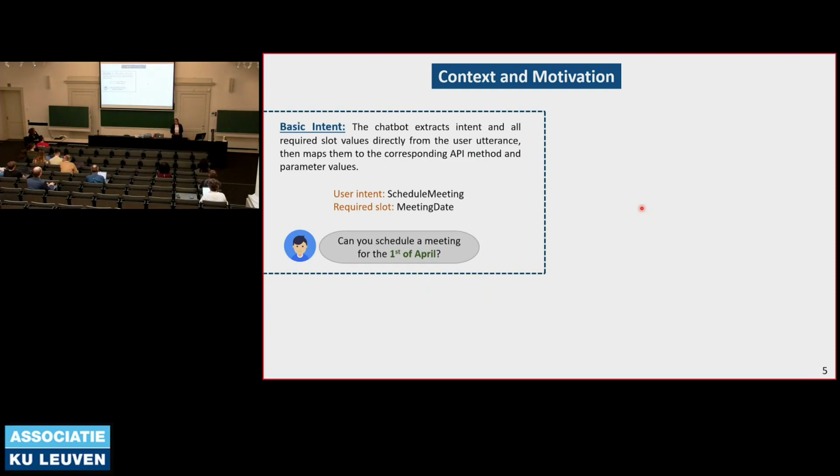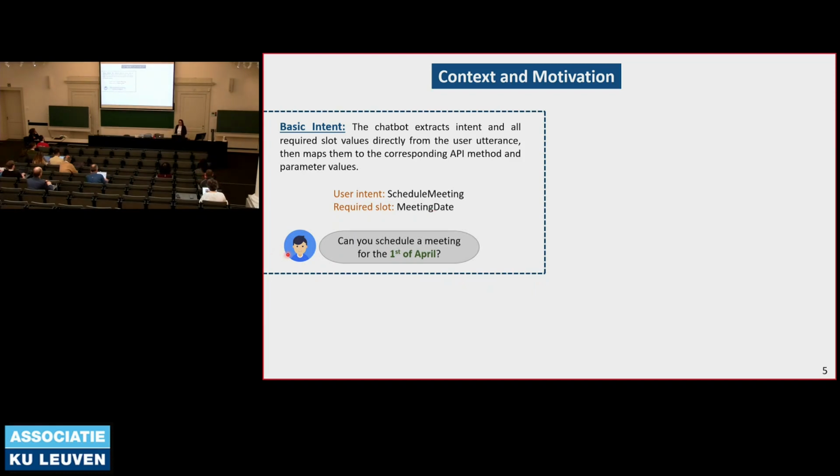In today's chatbots, they generally consider basic and atomic intents where the required slot values are directly extracted from the user utterance. They generally use machine learning and natural language processing techniques to extract these values. For example, they train a model using a set of annotated utterances that represent that intent. Let's say, for example, we have a user intent called schedule a meeting, and this intent requires as a slot the meeting date.